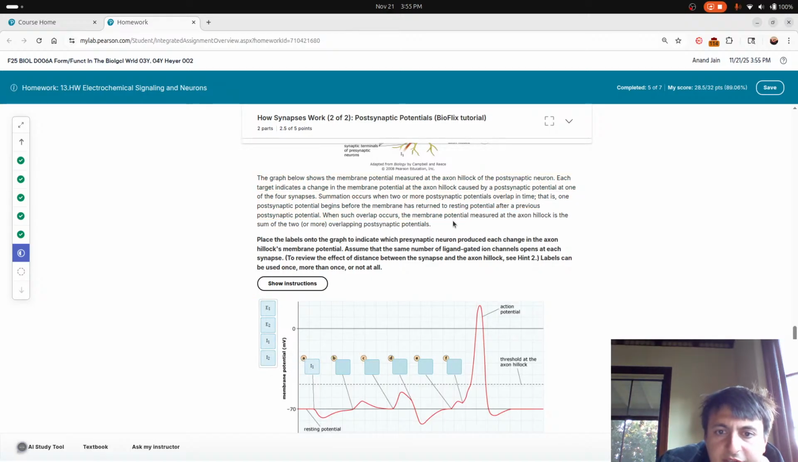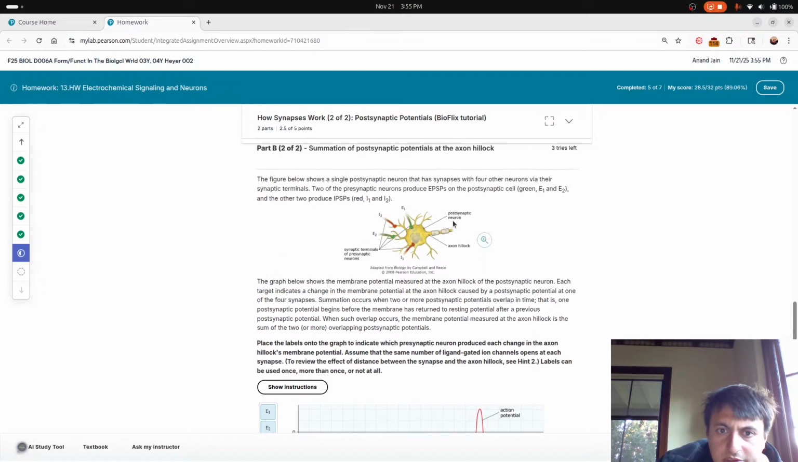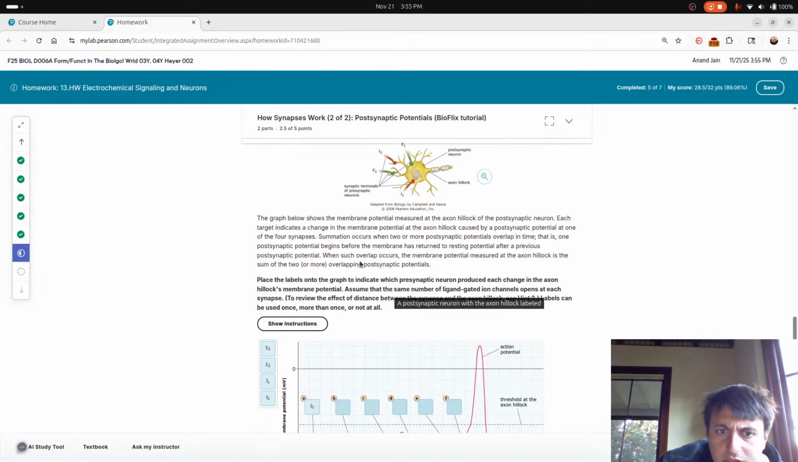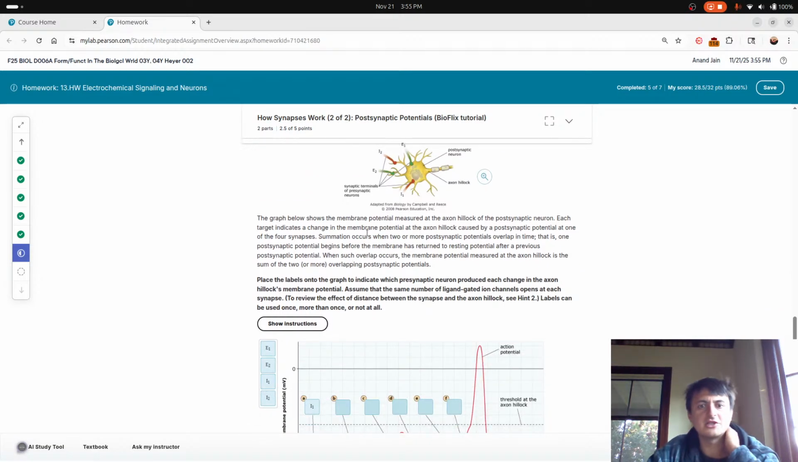Wait. Let me read this out loud. The graph below shows the membrane potential measured at the axon hillock of the postsynaptic neuron. Each target indicates a change in the membrane potential at the axon hillock caused by a postsynaptic potential at one of the 4 synapses.